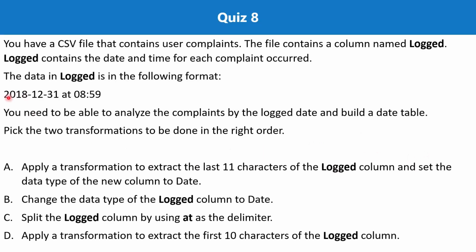So first we have to come here and select the first 10 characters which actually make the date. So these are the first 10 characters. Option D actually just says this. Once you have applied a transformation to extract the date, all you need to do is go to the data type and change the data type of the column to date. So these are the two transformations, and the right sequence is first D and then B.